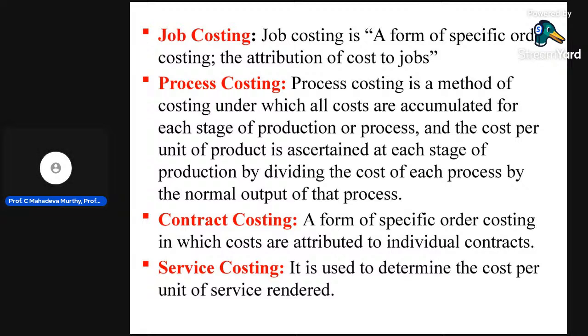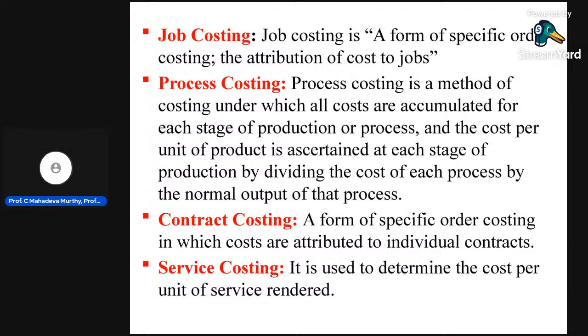Process costing. Process costing is a method of costing under which all costs are accumulated for each stage of production or process. Take an example in a manufacturing process, raw material to finished goods. There may be 10 or 15 processes. I don't know how many of you visited a dairy. If you go to a dairy, n number of processes are there. That is process costing.